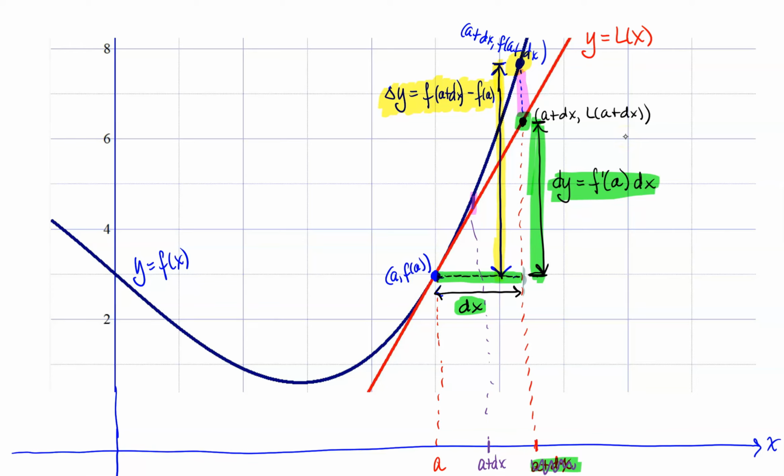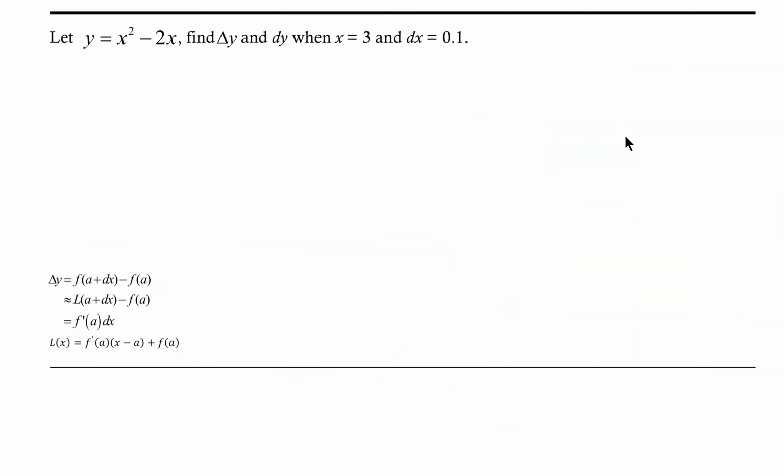So let's take a look at an example. We're going to look at an example where finding delta y and dy is not particularly difficult, as a means of comparison. So what we're asked is to let y equal x squared minus 2x, and we want to find both delta y and dy when x is equal to 3 and dx is equal to 0.1. And down below here we have our definitions of delta y and our linear approximation.